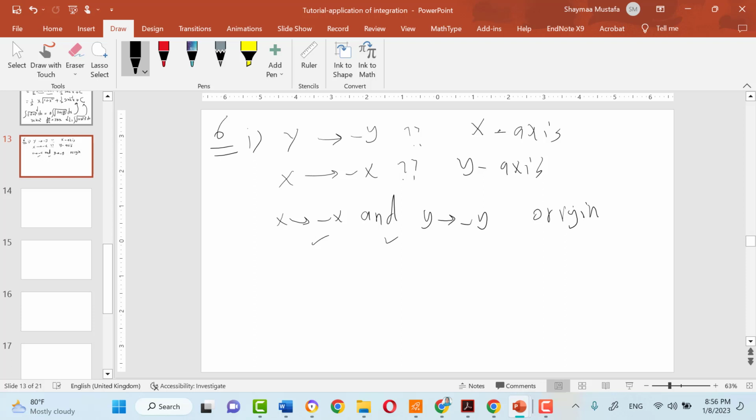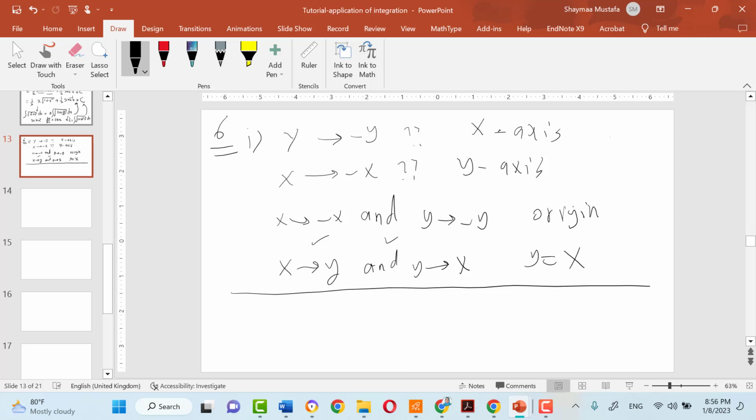For the line y equal to x, you need to change x by y and y by x to prove that it is symmetrical around the line y equal to x. So this is how to check the symmetry around the x-axis, around the y-axis, around the origin, and around the line y equal to x. For the x-axis, replace each y in the equation by minus y to show if you have the same equation or not.